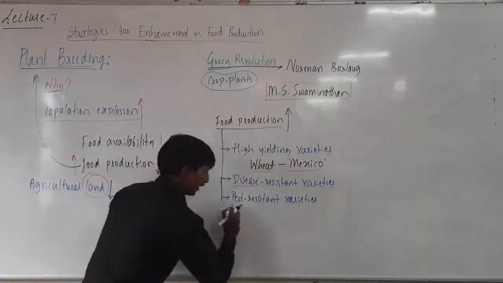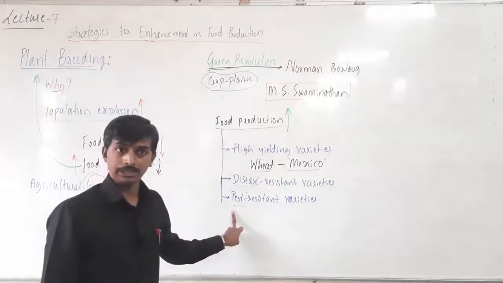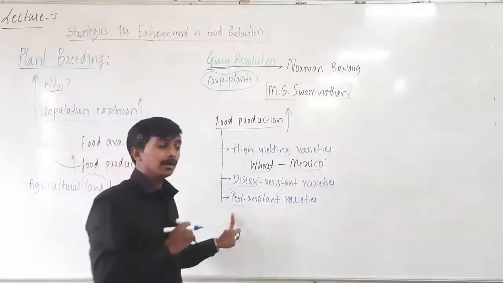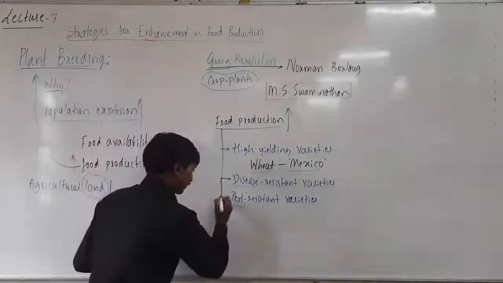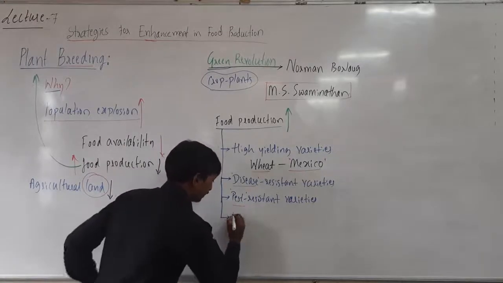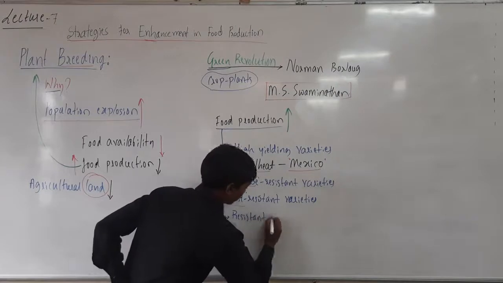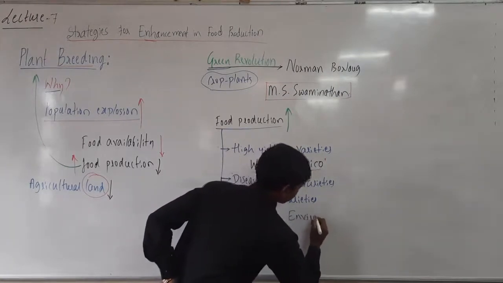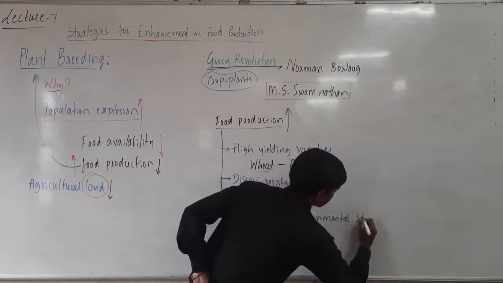Pest means any harmful insect. Any harmful insect is the pest. So, the plant must be able to resist the pest. Along with that, the plant must be resistant to environmental stresses.